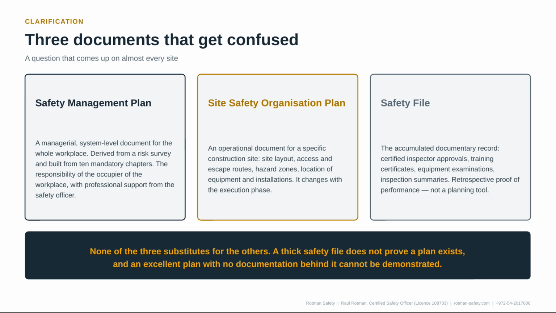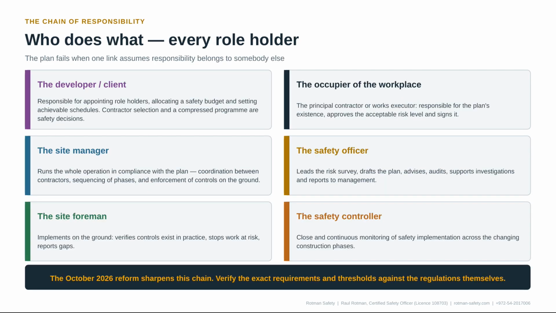3 documents get confused in the field, and it is worth separating them. The Safety Management Plan is a system-level document for the whole workplace, derived from a risk survey. The Site Safety Organization Plan is operational and specific to one construction site: layout, access and escape routes, hazard zones. And the Safety File is the accumulated documentary record, retrospective proof of performance, not a planning tool. None of the 3 substitutes for the others.